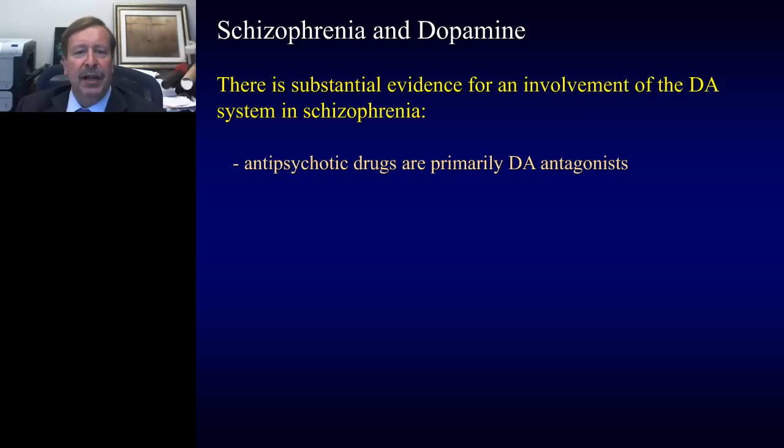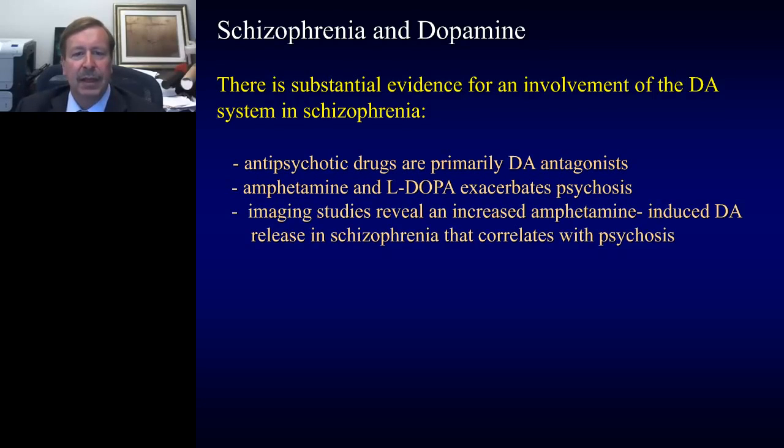For example, all antipsychotic drugs that are in use today are primarily dopaminergic antagonists. Second, drugs that increase dopamine release, such as amphetamine or L-Dopa, will exacerbate psychosis in schizophrenia patients, as well as induce a psychotic state in controls that have high doses of these compounds.